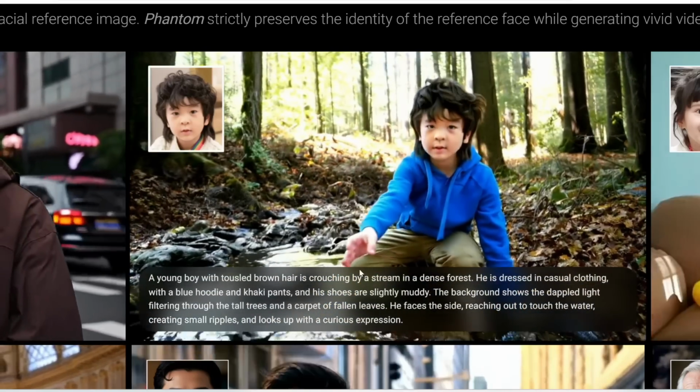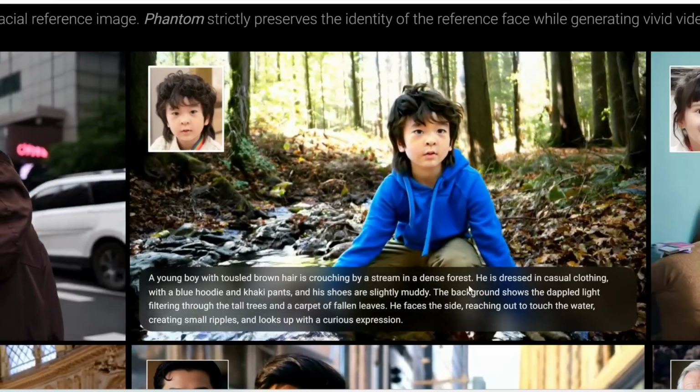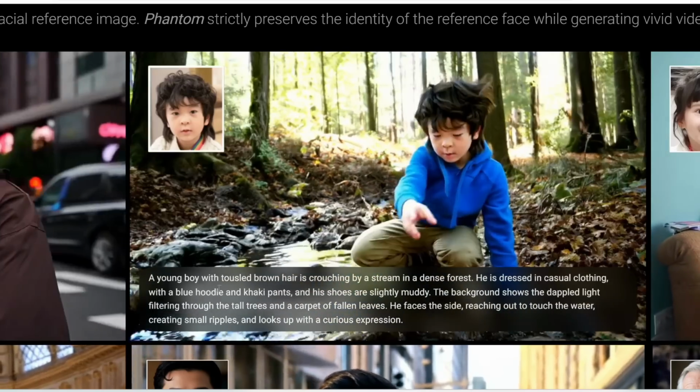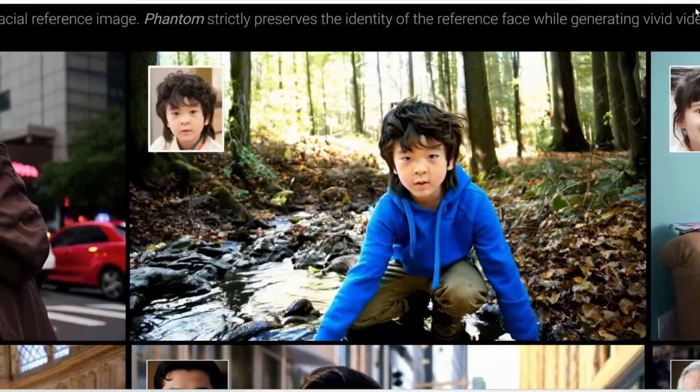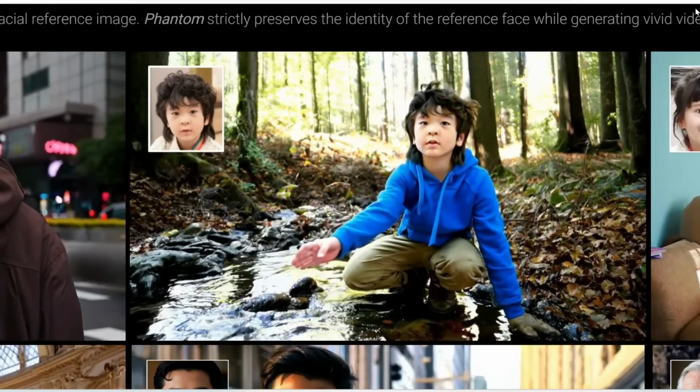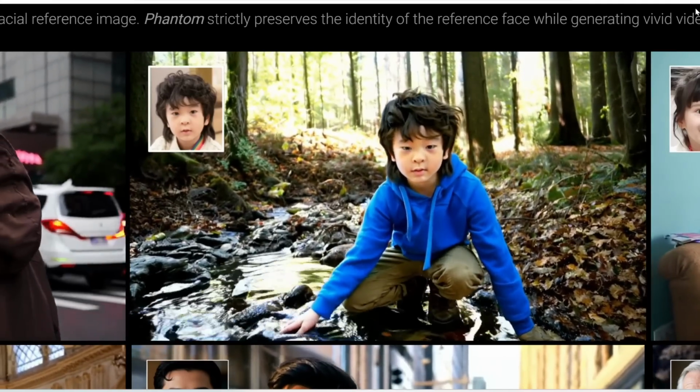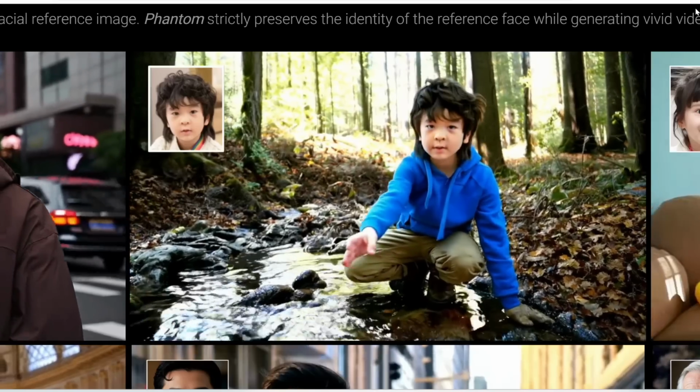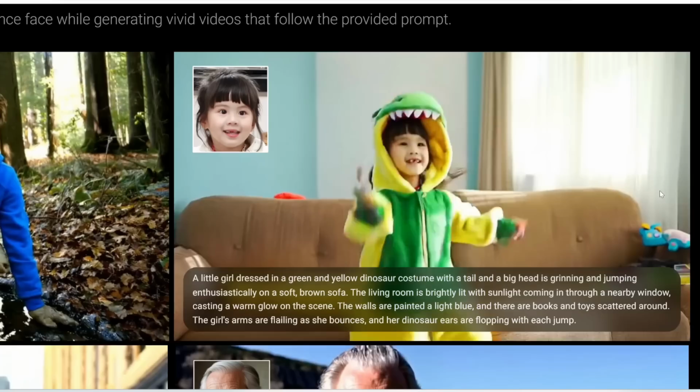A young boy crouching by a stream in a dense forest. He's dressed in a blue hoodie and khaki pants, etc., etc. And that's indeed what you see. I mean, notice how the boy looks exactly like the reference photo. This is insanely accurate. Here's another example.